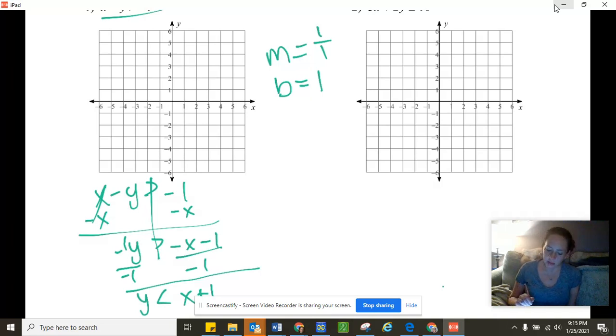So to plot my points, I will start at the y-intercept, which is b, and then I will use the slope to go up 1 and over 1. And then I'll go backwards, down 1, left 1, to go all the way across the graph. And then since there's no line under my symbol, that will be a dotted line. And then since it's less than, that's below.